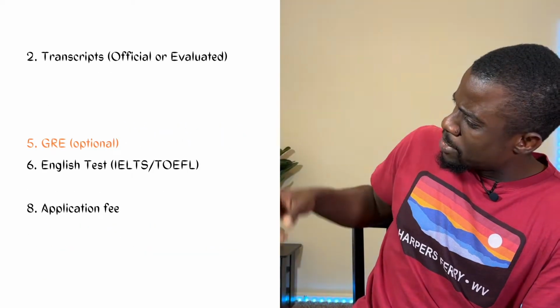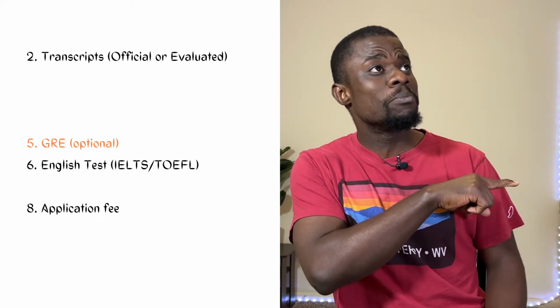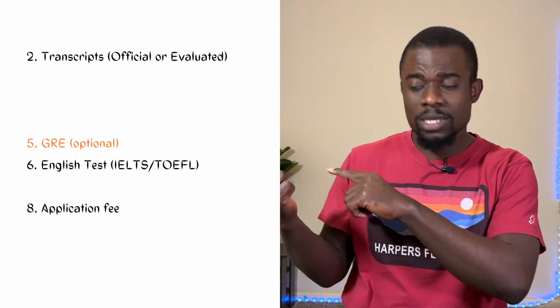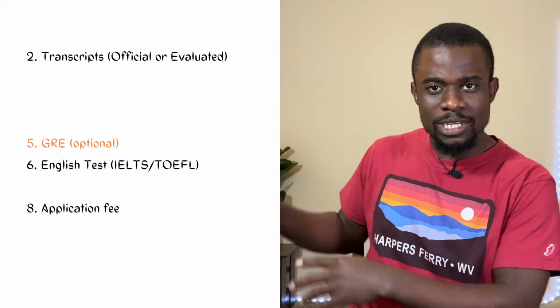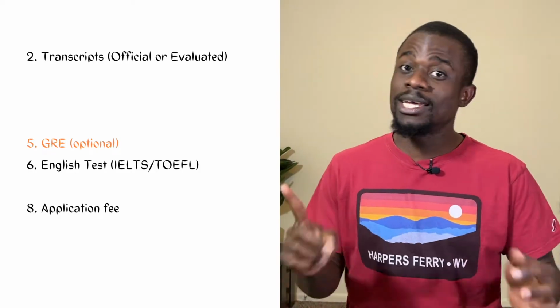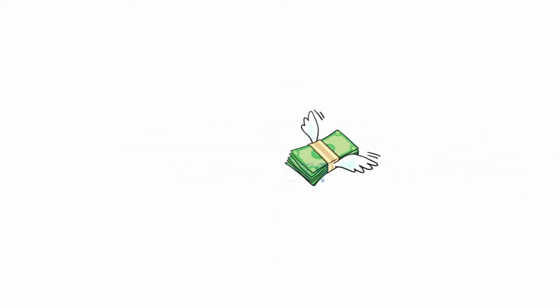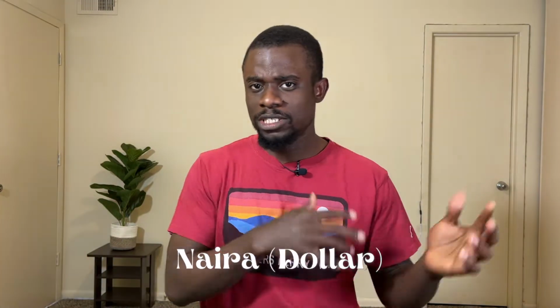So looking at each of them, where did they go to? Those are the ones that require time. These ones require money. So you can see these are the ones that require money: your transcript, your GRE, English test, and application fee. All right, how much do they cost? I'll be costing them in Naira because that's how I pay for most of my applications, but the dollar values that is being charged will also be shown.